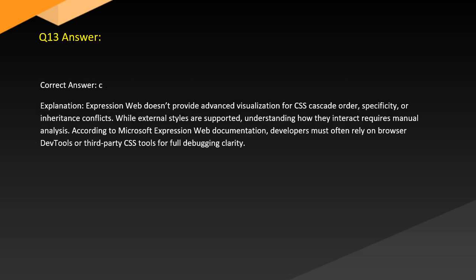Answer. Correct answer: C. Explanation. Expression Web doesn't provide advanced visualization for CSS cascade order, specificity, or inheritance conflicts. While external styles are supported, understanding how they interact requires manual analysis. According to Microsoft Expression Web documentation, developers must often rely on browser dev tools or third-party CSS tools for full debugging clarity.